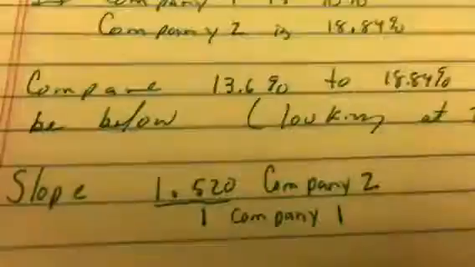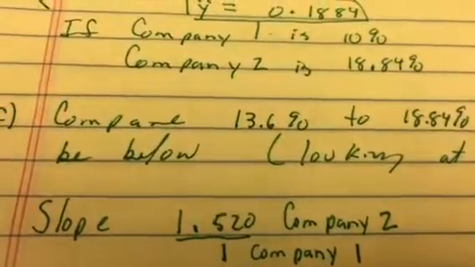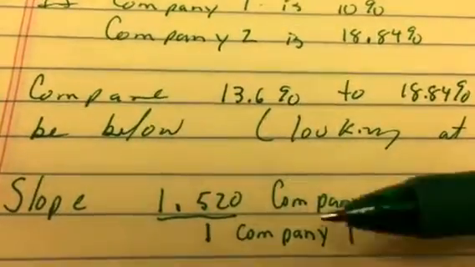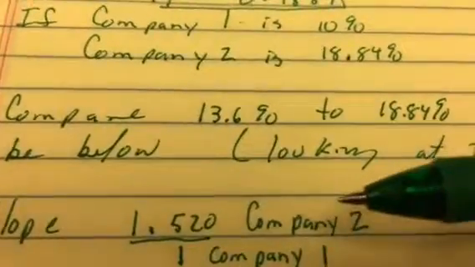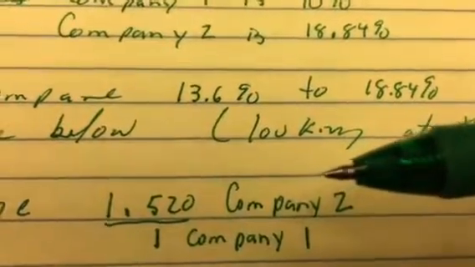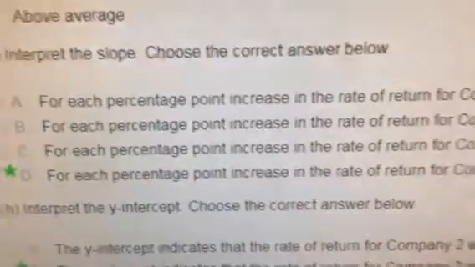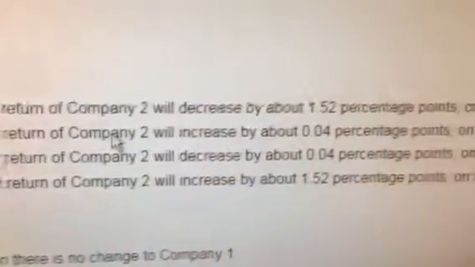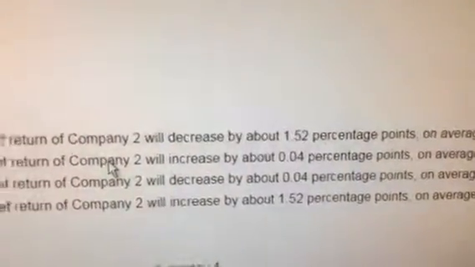So here's my interpretation. Remember we're talking about rates of return, so if the rate of return of company 1 increases by 1%, then we can expect company 2 to increase by 1.520%. So that is D. For each percentage point increase in the rate of company 1, the rate of company 2 will increase by 1.52%.